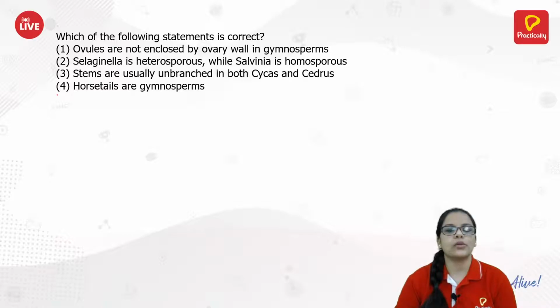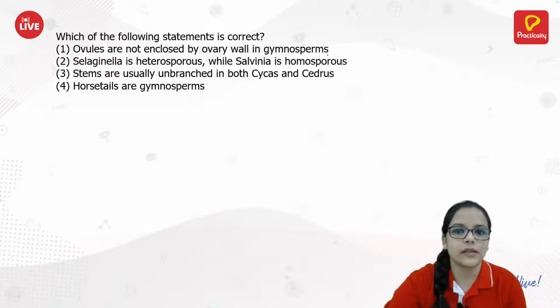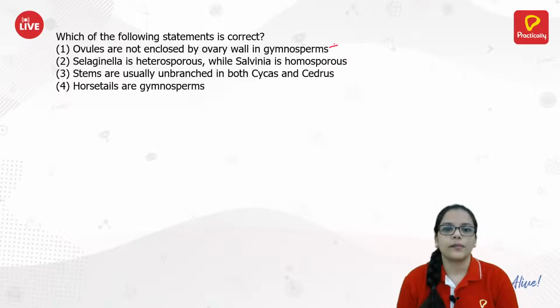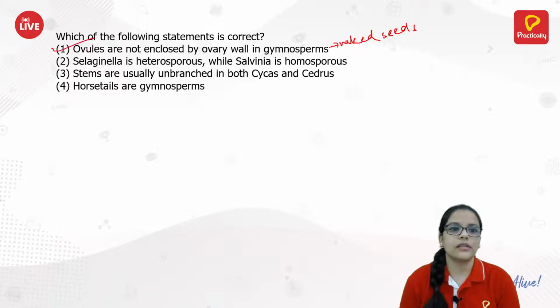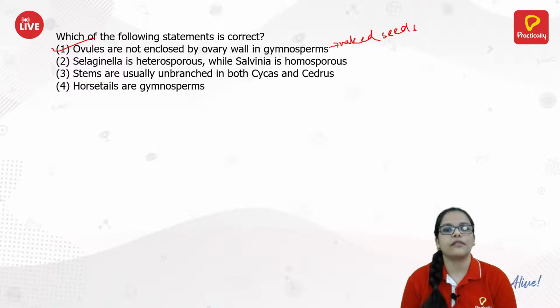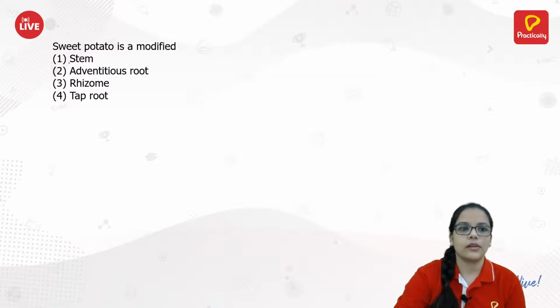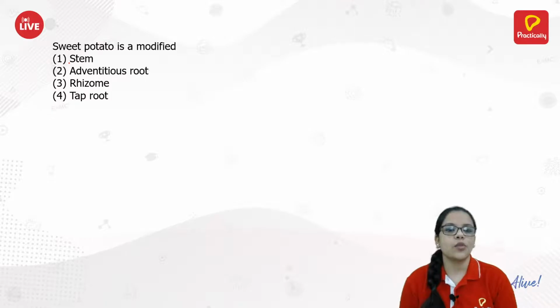Which of the following statements is correct? Ovules are enclosed by ovary wall in gymnosperms? No, that is correct for angiosperms; gymnosperms have naked seeds. Selaginella is heterosporous while Salvinia is homosporous, no, opposite. Stems are usually unbranched in both cycas and cedrus? No, those are gymnosperms. Sweet potato is a modified stem, adventitious root, rhizome, or taproot. It is a type of adventitious root.